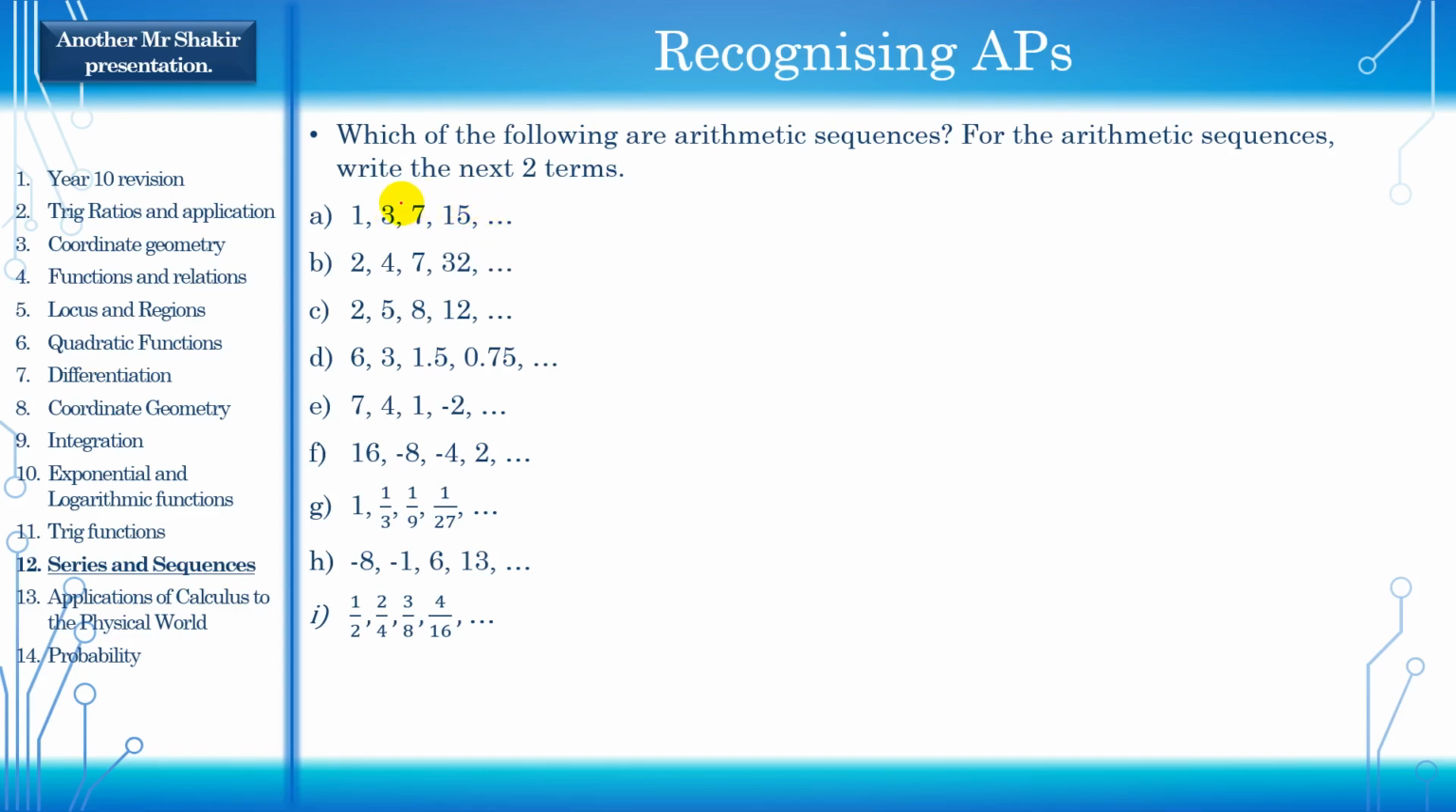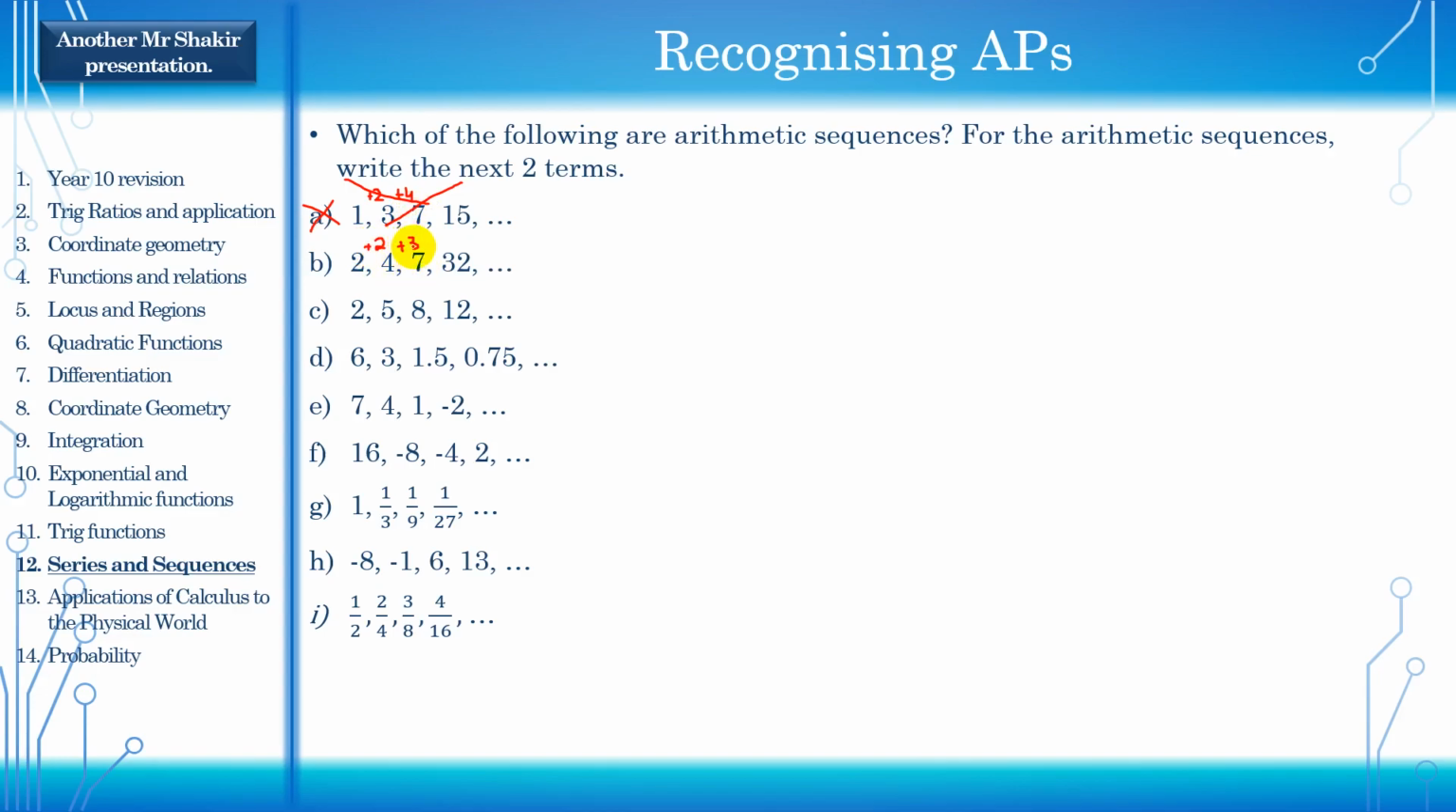The way I always do it is I look at the first 2 terms and it went up by 2, so I'll just write +2 here. From 3 to 7 it went up by +4. That is not an arithmetic sequence. A is not an arithmetic sequence because it went up by 2 and then it went up by 4. It's different. It has to go up or go down by the same amount. Alright, 2 to 4 it was +2, and then it became +3.